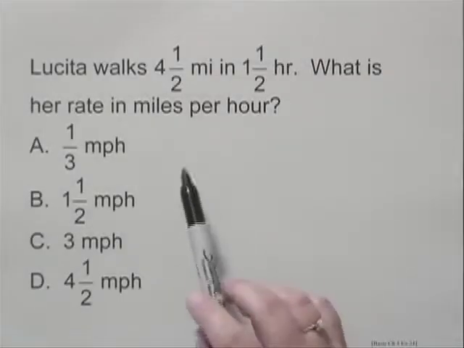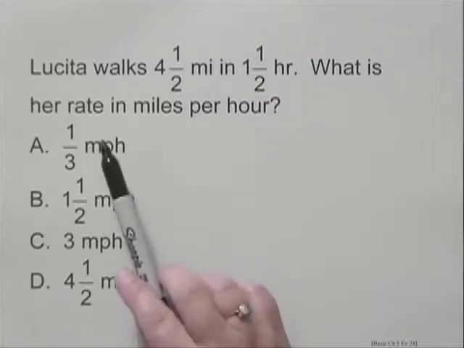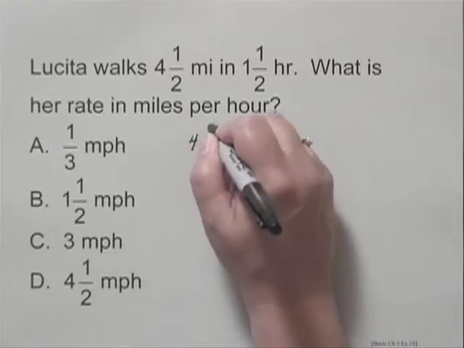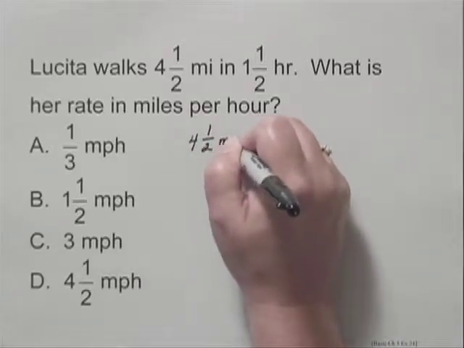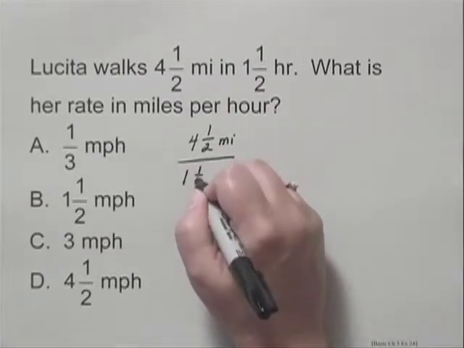Lucita walks 4.5 miles in 1.5 hours. What is her rate in miles per hour? If we're asked to find the rate in miles per hour, we put the number of miles she's walked, which is 4.5 miles, over the number of hours that she walked, which is 1.5 hours.